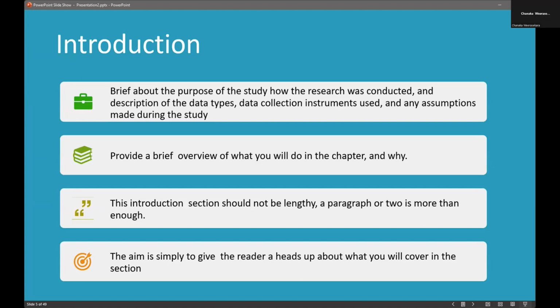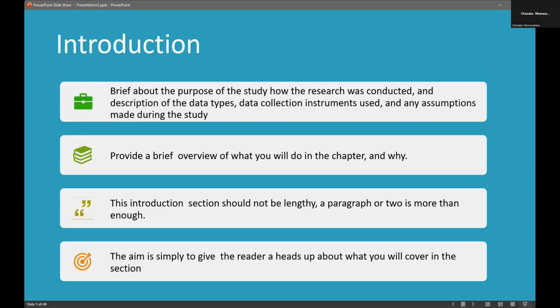I hope you get exactly what we should do. At this stage, it is also useful to think about the key points that you want to raise in the discussion also. Those things need to be taken into account. Then, as the second point, we have to provide a brief overview of what we are going to do in this chapter or section. So, sort of a structure.